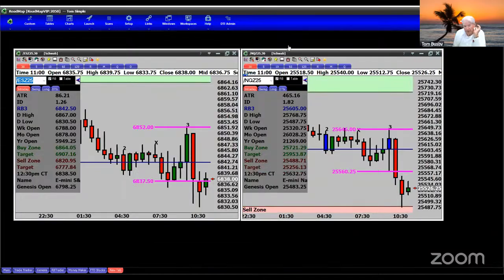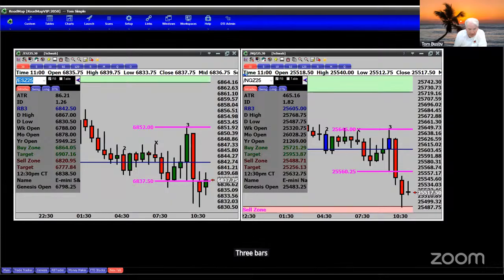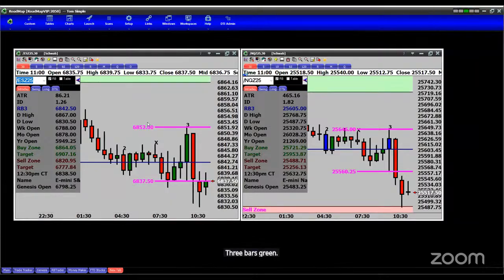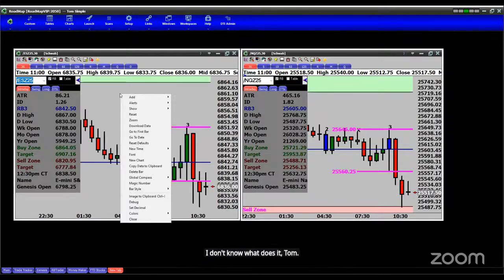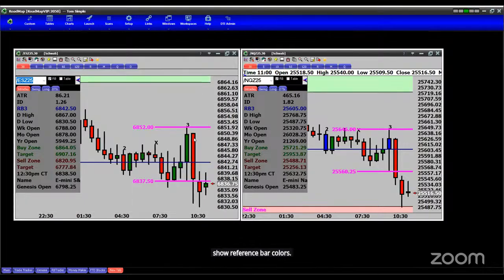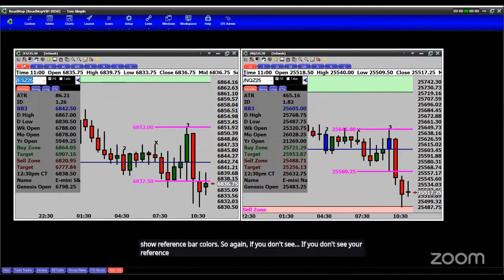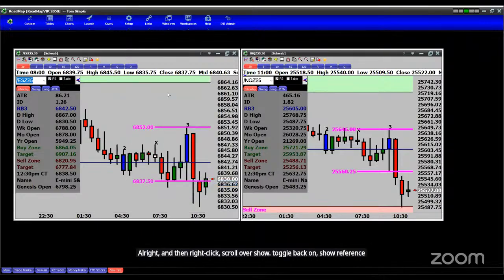Yeah, it sure was. But what I want to show people is why the three bars aren't green. This happens from time to time. If you have the roadmap and your reference bars get toggled off for whatever reason, right click on the chart, scroll over show, and just recheck show reference bar colors. If you don't see your reference bars, first make sure you're on the 30-minute chart intraday. Then right click, scroll over show, toggle back on show reference bar colors, and here we go.